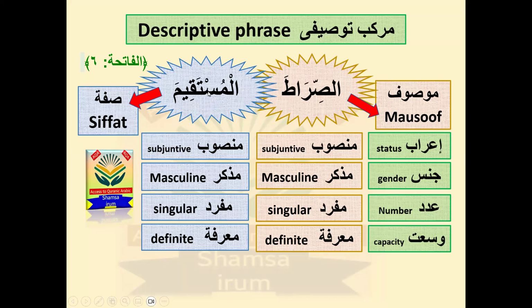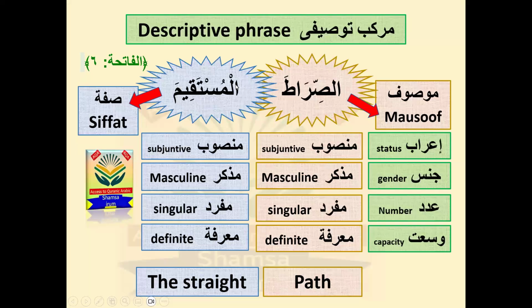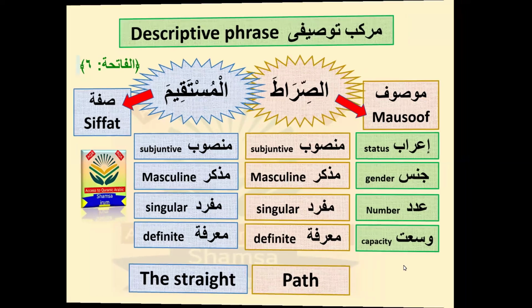So the sifa is al-mustaqima, which means the straight. Why do I use the word the? Because of the al in the beginning. Al is the article the in the English language. The straight path. As-sirata means path. The straight path. Okay, the straight is the sifa of path. So let's do some more examples.